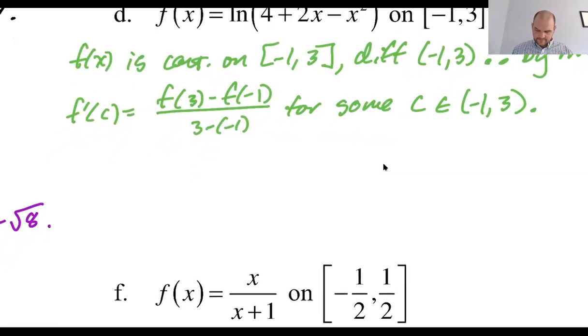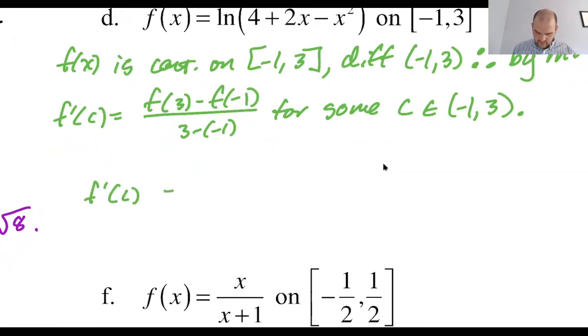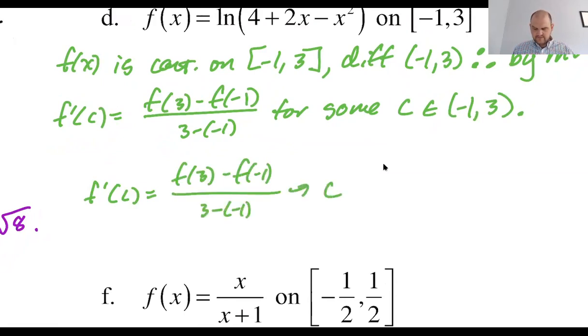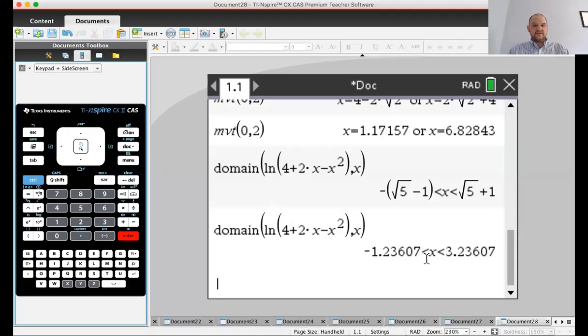So now I'm going to just use a calculator to solve this. I'm going to say f prime of c equals f of 3 minus f of negative 1 over 3 minus negative 1 gives me c. I think this is probably going to end up an approximation. I'm going to go to the calculator. I'm going to review a little on the calculator here because I've done a few things.